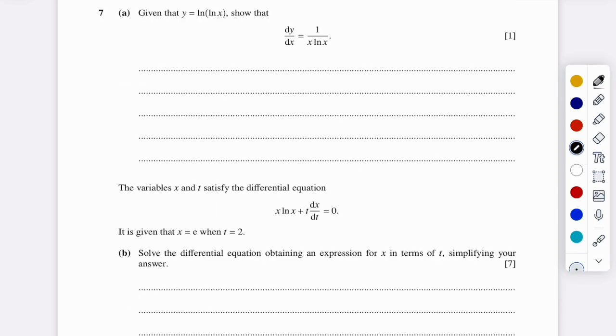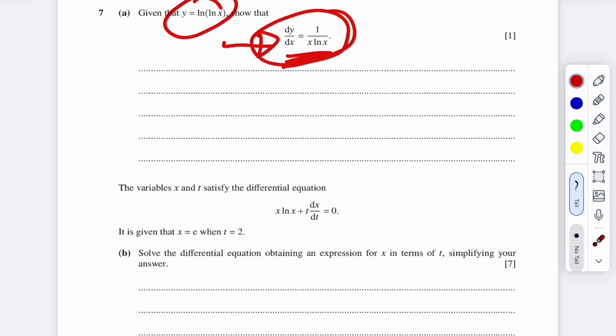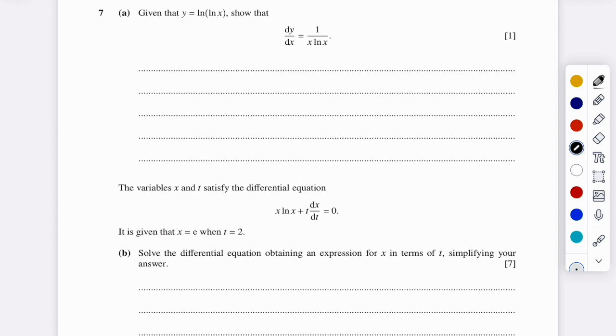Alright guys, now for number 7, 7a specifically, it's given that y is equal to ln of ln x. And it wants us to show from this that dy/dx is equal to 1 over x ln x. So, how do we go about doing that?